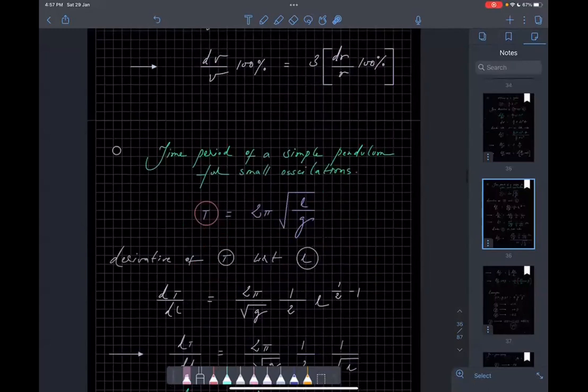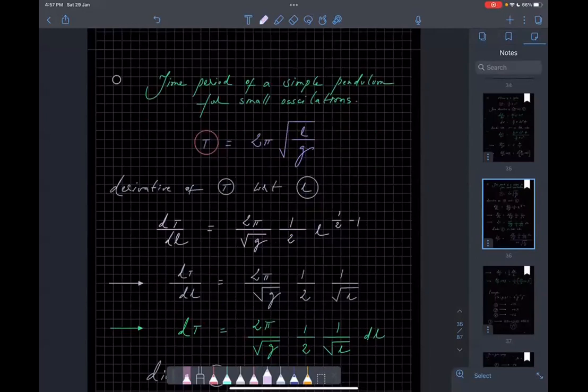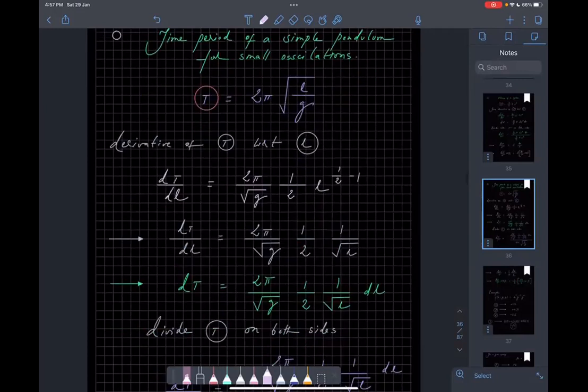See, time period of a pendulum is 2 pi root L by G, right? So dT by dL is 2 pi by root G, which is constant, times the derivative of root L, which is L to the power 1 by 2, so 1 by 2 L to the power 1 by 2 minus 1, that is 1 by 2 root L, right? Now I'll separate the variables dT and dL.